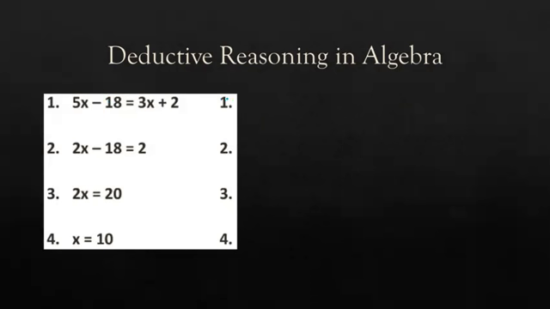First, we have our given equation. And then what do we do from this step down to the next one? I'm going to subtract that 3x on both sides. So the subtraction property of equality.